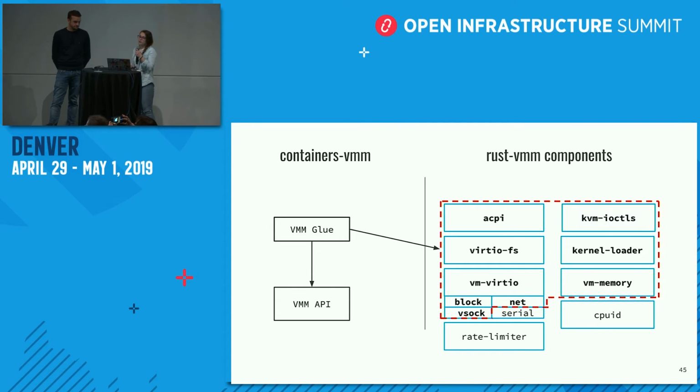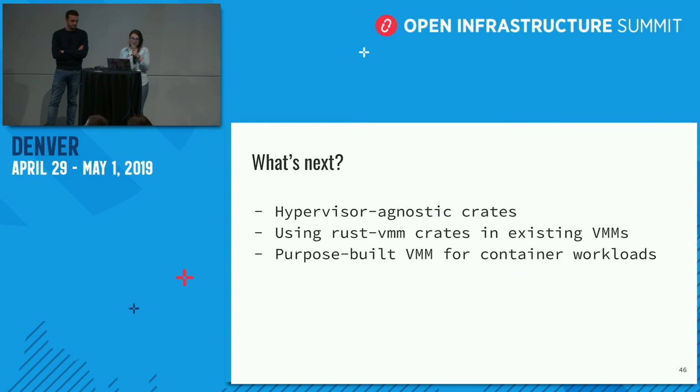Now that we took all these components, the only thing that we still have to do is write the VMM glue. And by the VMM glue, I mean the code that is going to interact with all the components that we took from rust-vmm. That's about it. It should be simple. We'll see.